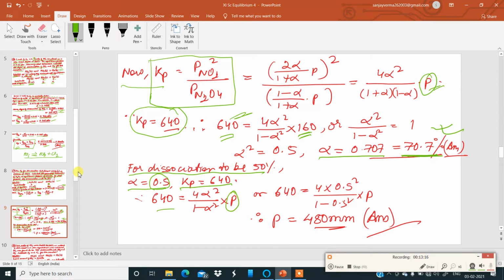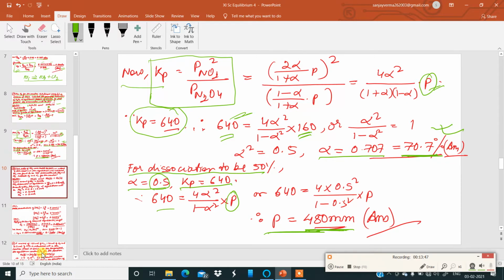So upon simplification, after putting the values of alpha is 0.5, 1 minus 0.5 square, here we will get, my dear students, 480 millimeter. So the pressure for the dissociation to be 50% is 480 millimeter of mercury. So that was the sum. Please note it down. Unless and until you write the question and write down the working as I am explaining it, you will never benefit. You have to write down the question.